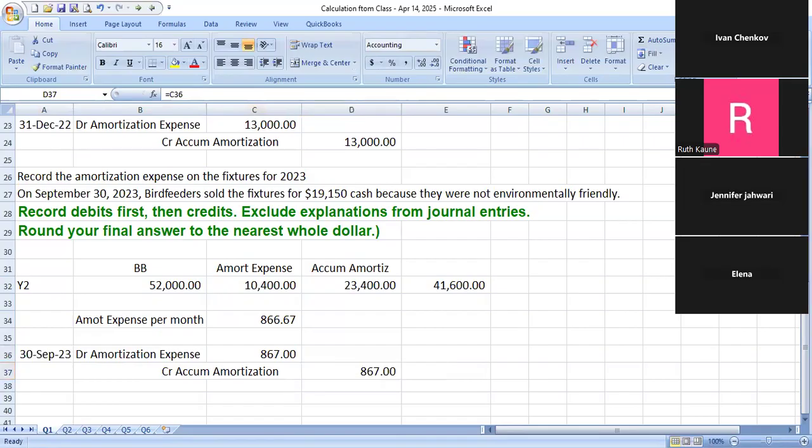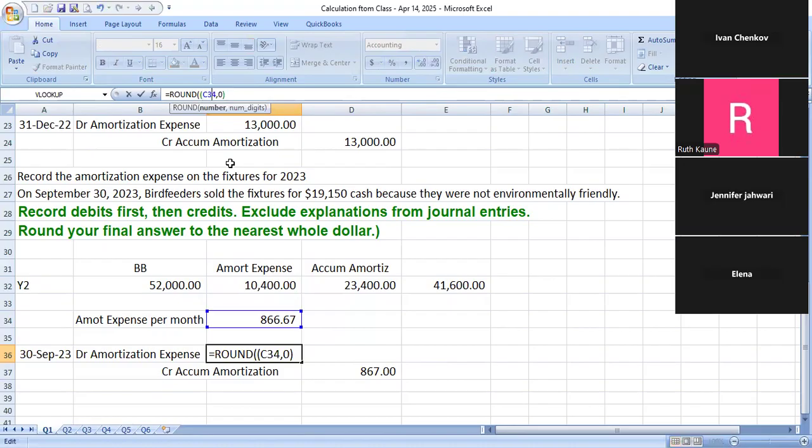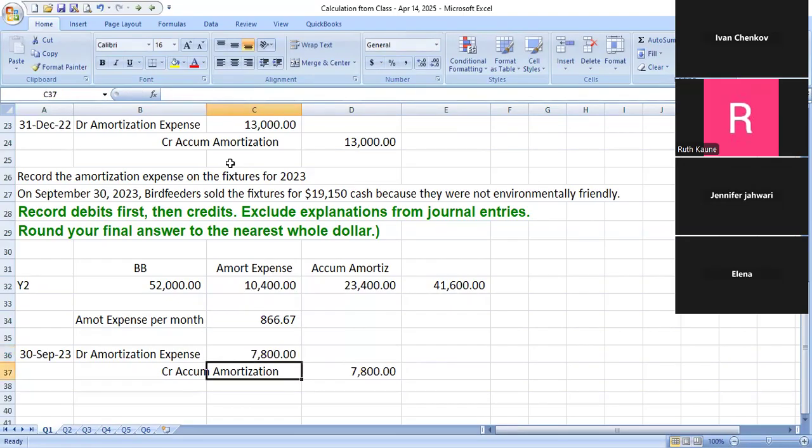So now, once I have this amortization expense, this is for 1 month, right? How many months do I have from January 1st to September? Nine. So can I leave it like this? If you leave it like this, you're going to make a mistake. No. So what do we have to do? Put a bracket around this amount times 9 months, and now we're going to have our amortization expense.